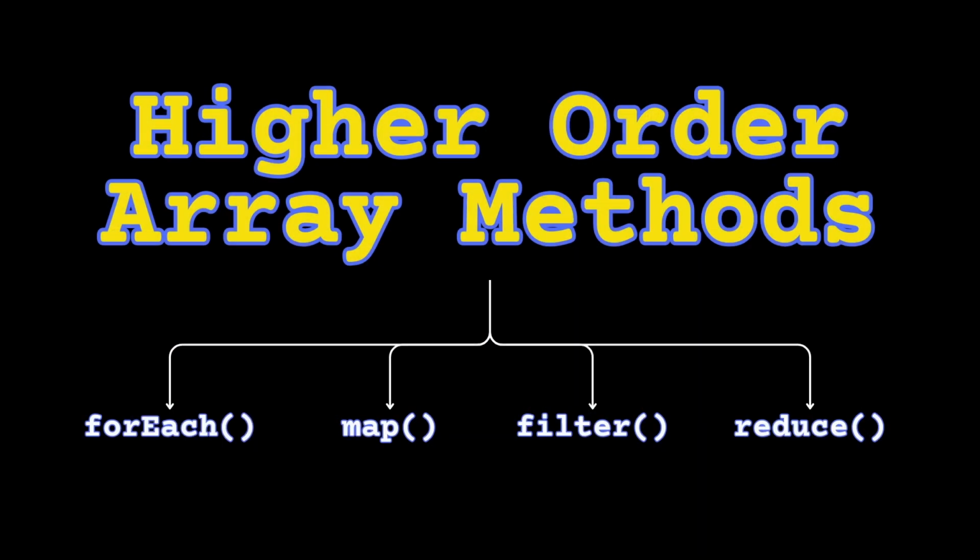In a previous video, we learned about callback functions and we also covered a little bit about higher order array methods like map, filter, reduce, etc. In this video, we are going to dive deeper into these array methods and take a look at the higher order array methods forEach, map, filter, and reduce one by one. So let's just jump right into it.